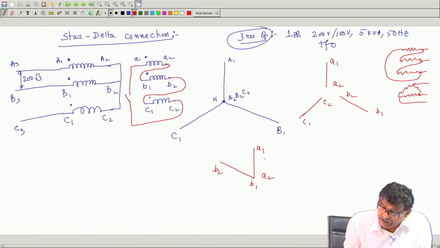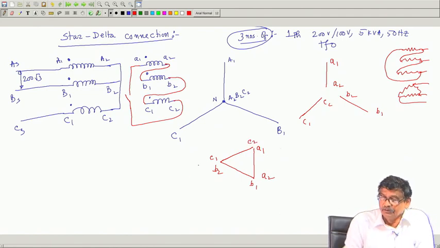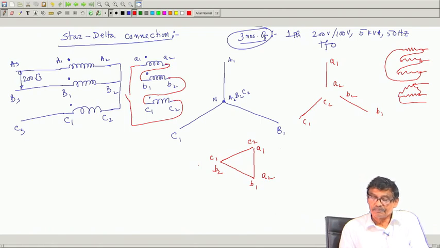Then you have to connect what connection you have made, B2 with C1. So, move this phasor here such that C1 is put there and C2 is here. This is how it will be connected. Got the point?